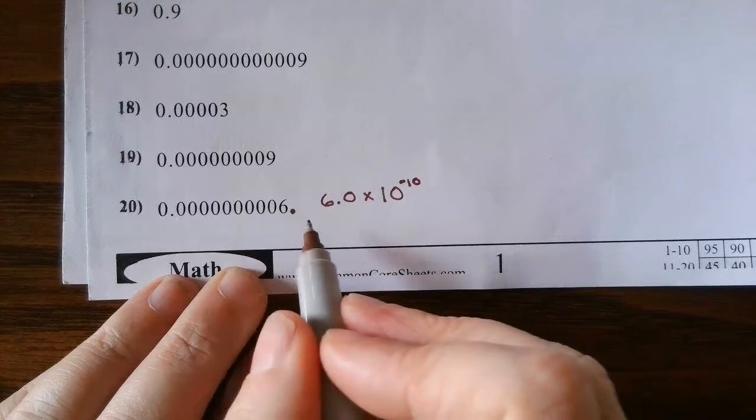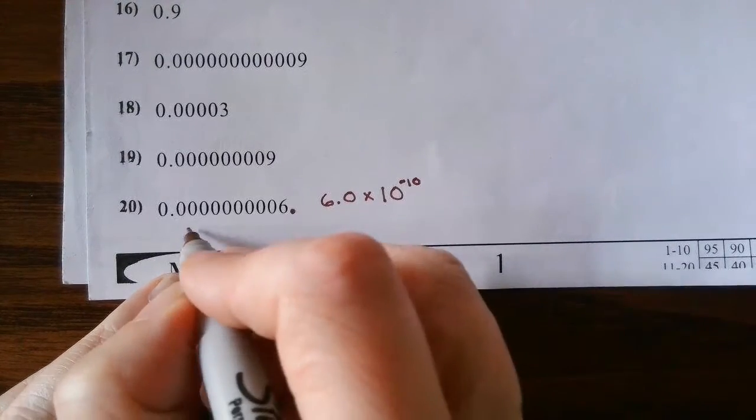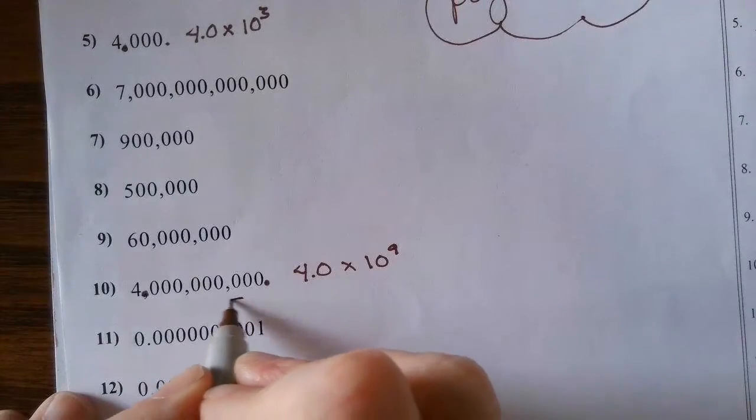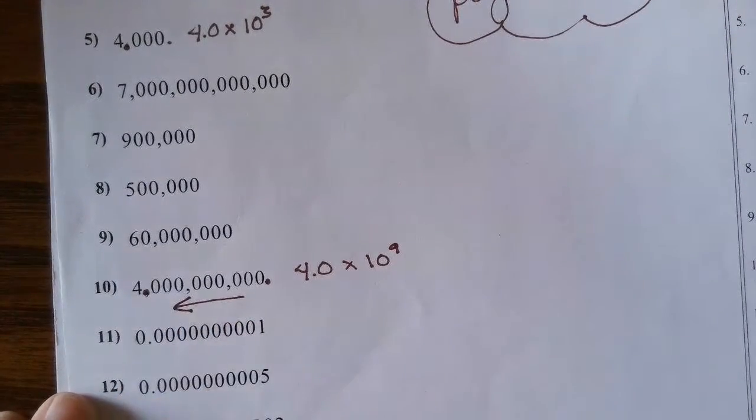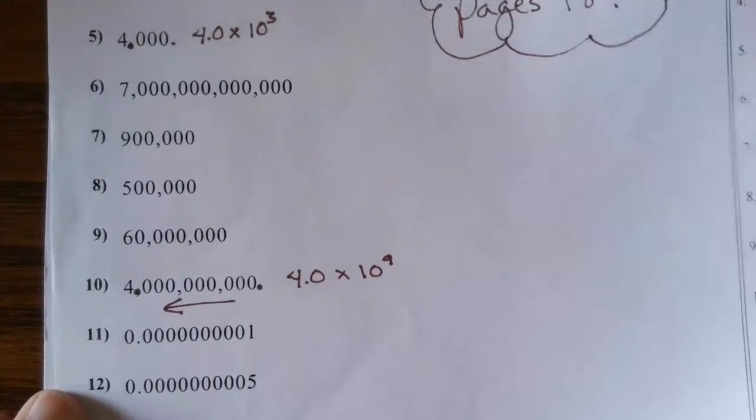I'm moving that decimal place in the opposite direction. I just moved the decimal place this direction. Instead of up here on our big numbers, our giant numbers, the decimal point got moved this direction to write it in scientific notation.